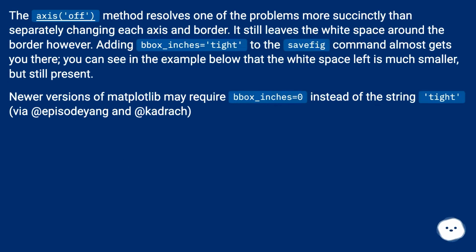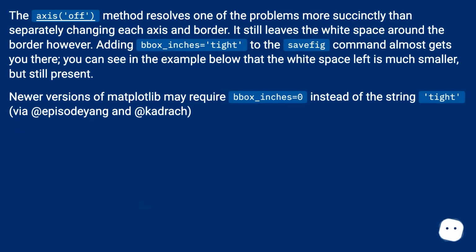The axis off method resolves one of the problems more succinctly than separately changing each axis and border. It still leaves the white space around the border, however. Adding bbox_inches equals tight to the savefig command almost gets you there. You can see in the example below that the white space left is much smaller, but still present.